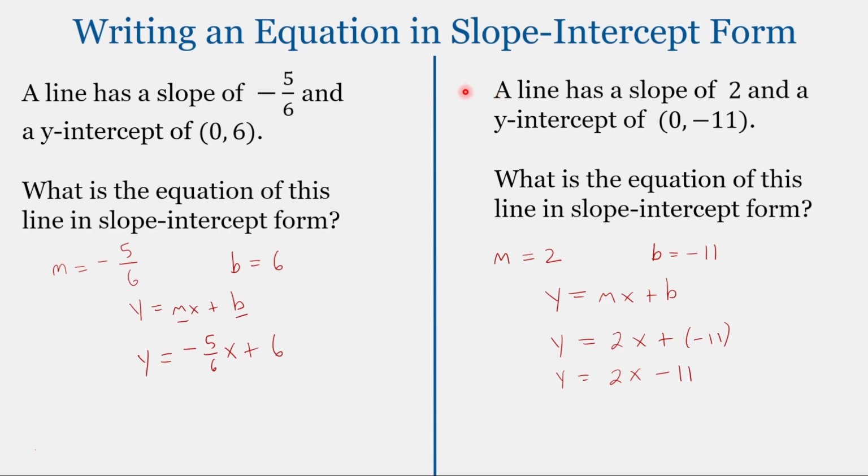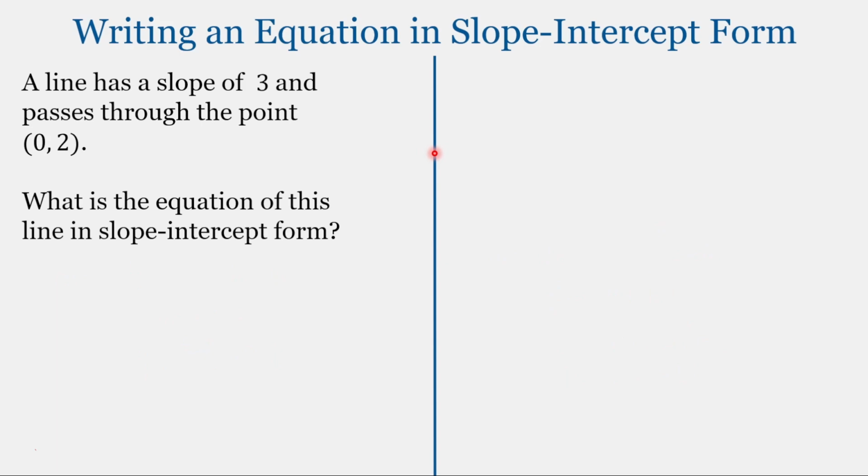So in these two examples, we were directly told the value for m. We were told the slope was, and then given a number. But the y-intercept was hidden a little bit more. We were given the ordered pair, and with the ordered pair, b is the y-coordinate for that ordered pair. Let's look at one more situation.